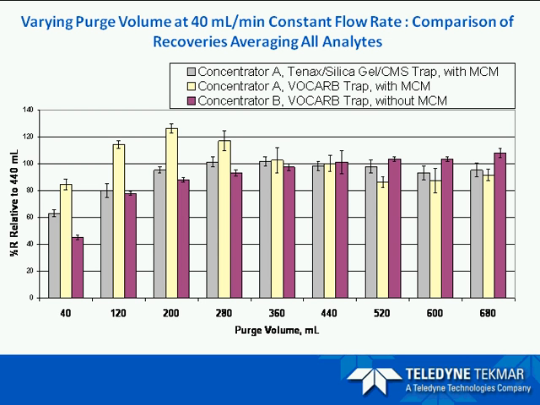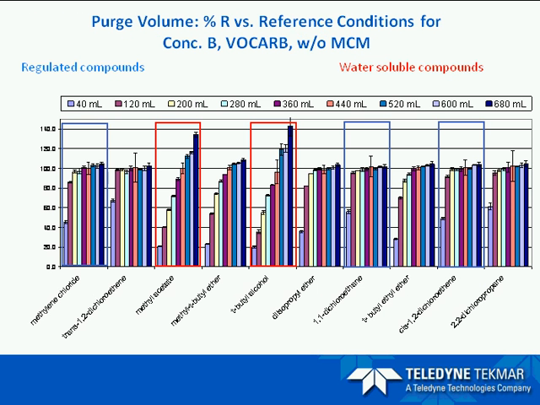Concentrator A contained an active moisture control system, while Concentrator B did not employ moisture control. Again, meaning that system was simply bypassed or not used. Now, the study was conducted with both a VOCARB and a Tekmar No. 9 trap in Concentrator A, and only a VOCARB trap in Concentrator B.